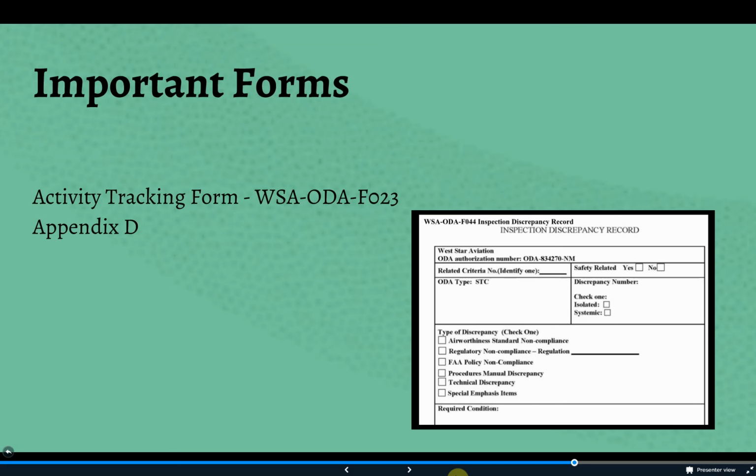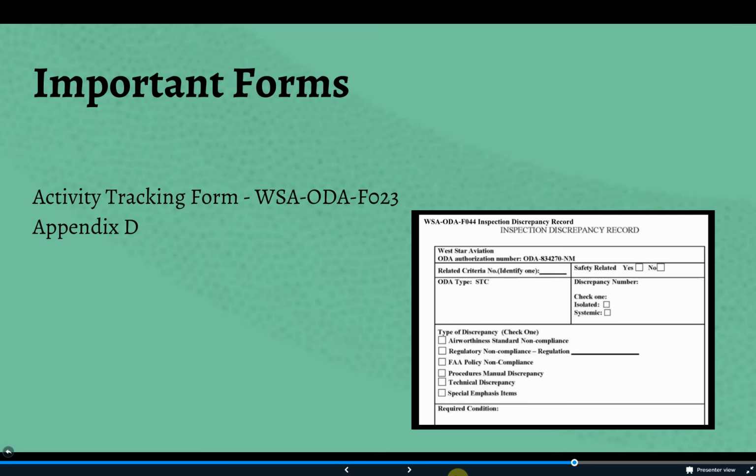Auditors will record discrepancies found on Form WS ODA F044, and a summary of all findings will be captured on an inspection survey sheet, or Form WSA ODA F045. So if you're a unit member serving as an auditor, you'll want to be familiar with these new forms as well. Instructions are provided in the manual for all forms.